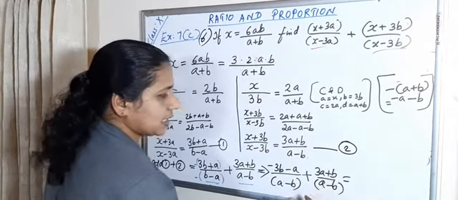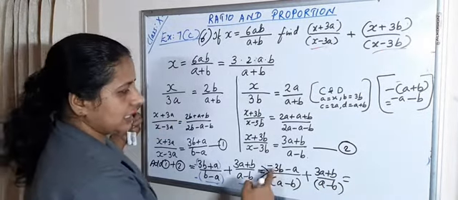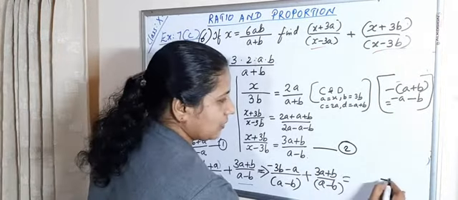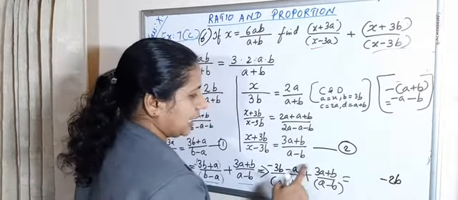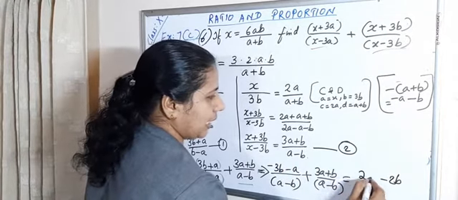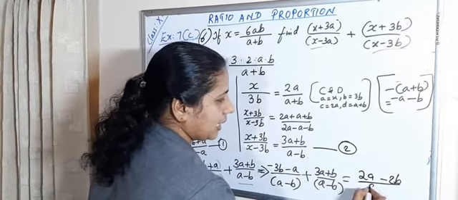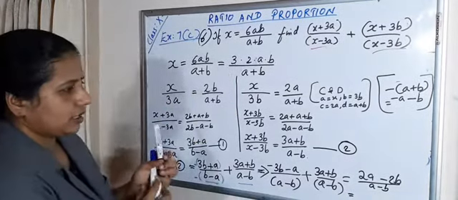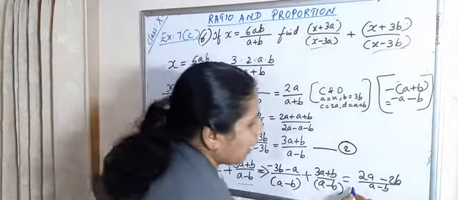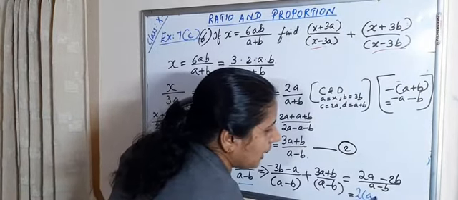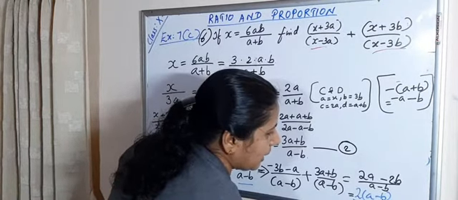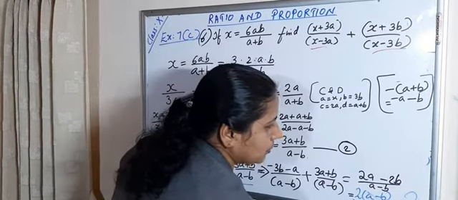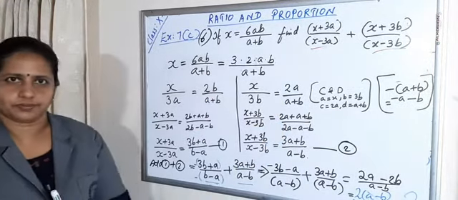Now the denominators are same, you can add it. That is negative 3b plus b is negative 2b, and 3a minus a is 2a, by a minus b. That is equal to, I am taking this 2 outside, 2 into (a − b) by (a − b). Cancelling this, I will get 2. This is your answer. Clear?